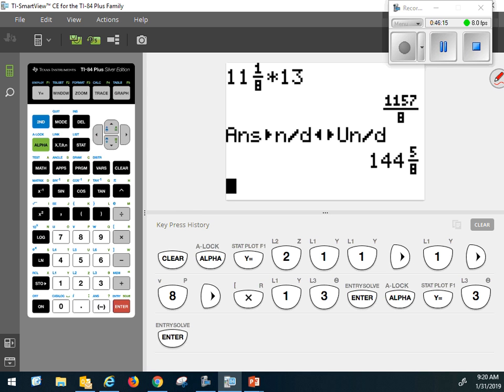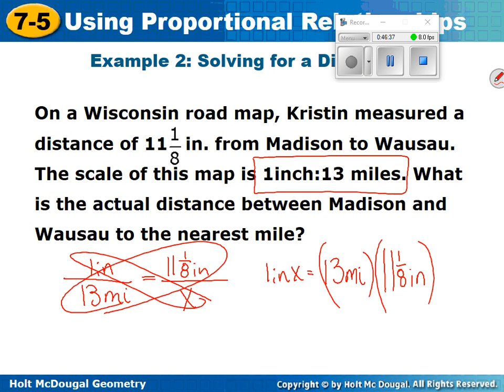What did our directions tell us? Nearest mile. So this says it's 144 and 5/8 miles. Would we round up or would we round down? Up, because 5/8 is bigger than a half, right? Or if you aren't sure, you can change that back to a decimal if you're kind of confused about your fractions. So I'm just going to minimize that real quick.